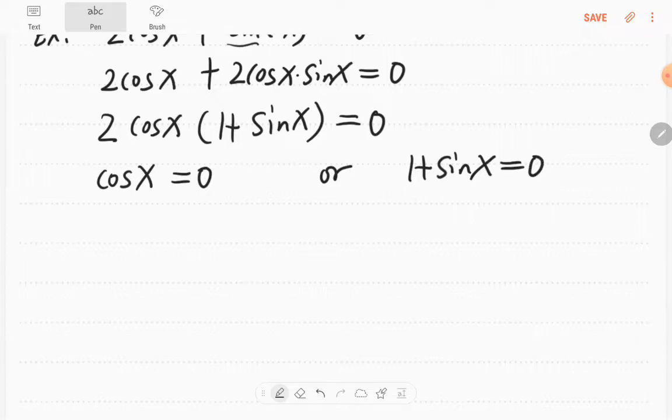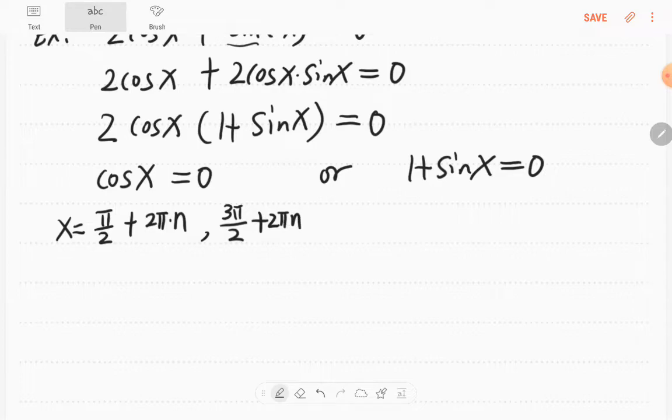If cosine x equals 0, which angle? We need to find two angles in one period. So here x could be equal to pi over 2, since cosine of pi over 2 equals 0, plus 2 pi n, or 3 pi over 2 plus 2 pi n, right?